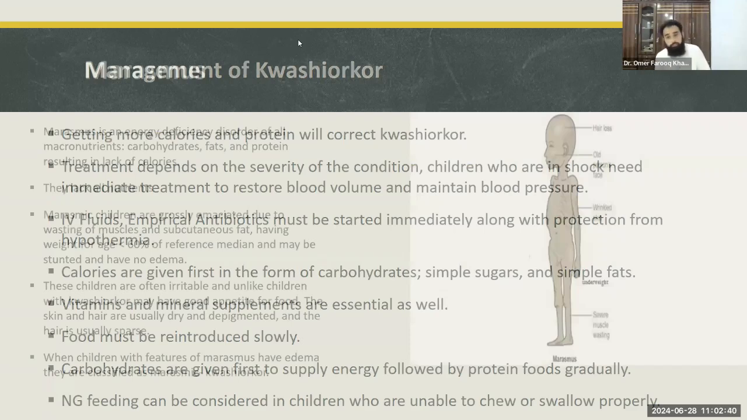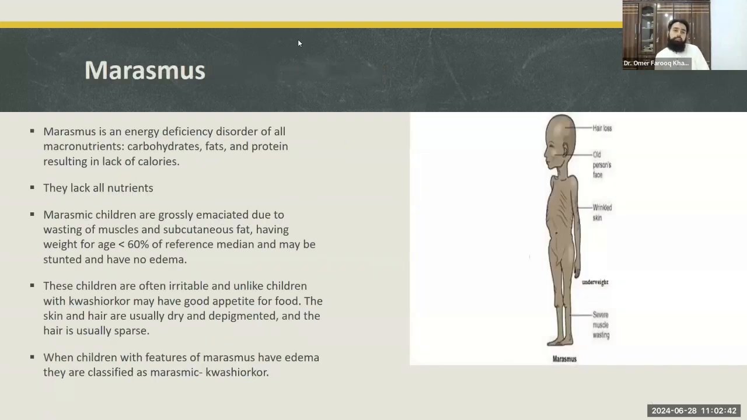Then there is marasmus. Marasmus is an energy deficiency disorder of all macronutrients, carbohydrates, fats, and proteins, resulting in lack of calories. They lack all nutrients. Marasmic children are grossly emaciated due to wasting of muscles and subcutaneous fat, having weight for age less than 60% of the reference median, and may be stunted and have no edema.